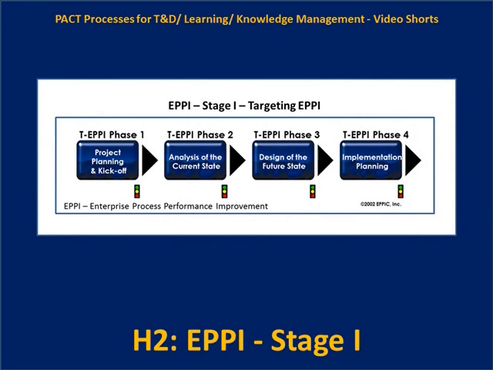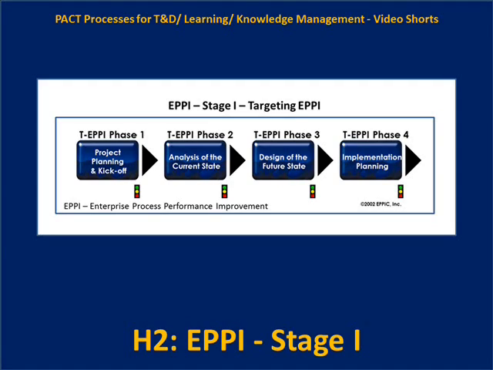In Stage 1, we're simply trying to determine what is the current state's situation, where are we trying to get to in the future, what are the gaps, and what are the implementation steps that we must plan for and resource in order to make it happen, in order to get from here to there, the current state to the future state.